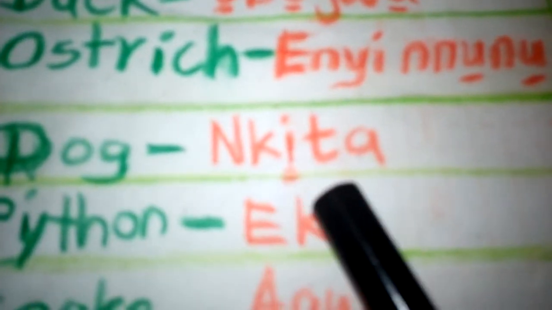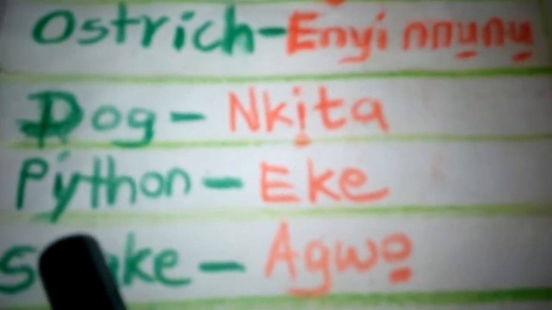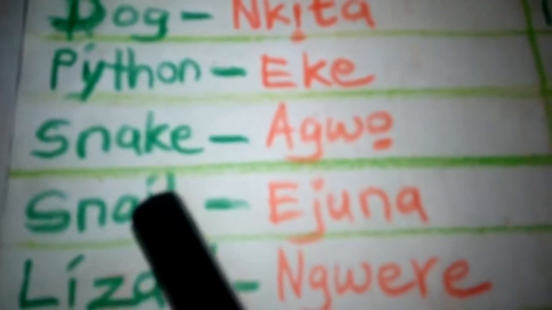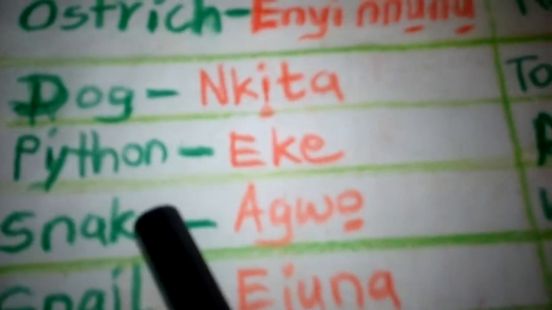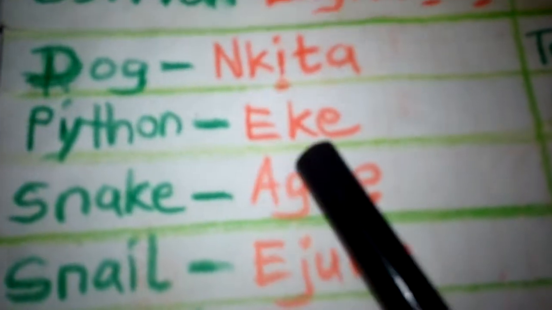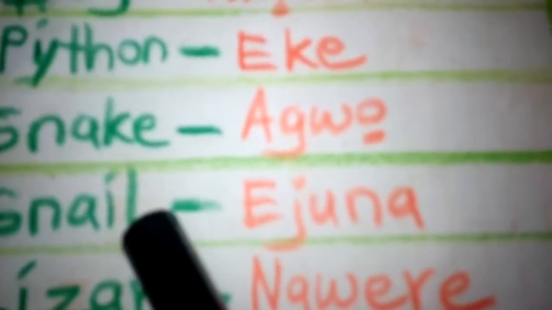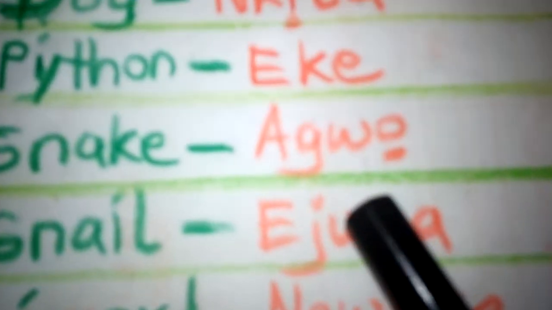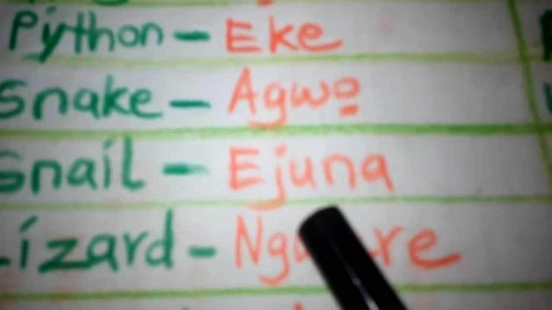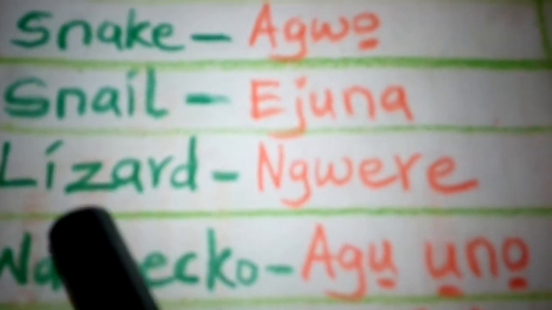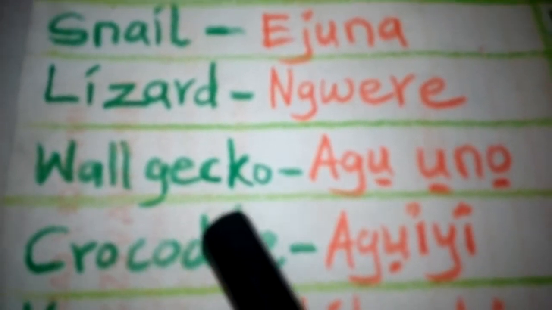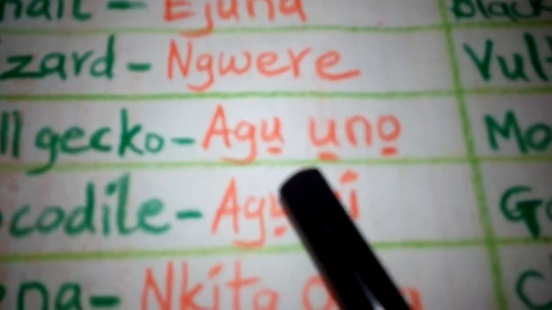Dog, nkita. Python, eke. It is like a snake, but another species of snake. We have different types of eke. Snake, agwo. Snail, ejuna. Lizard, ngwere. Wall gecko, agulo.